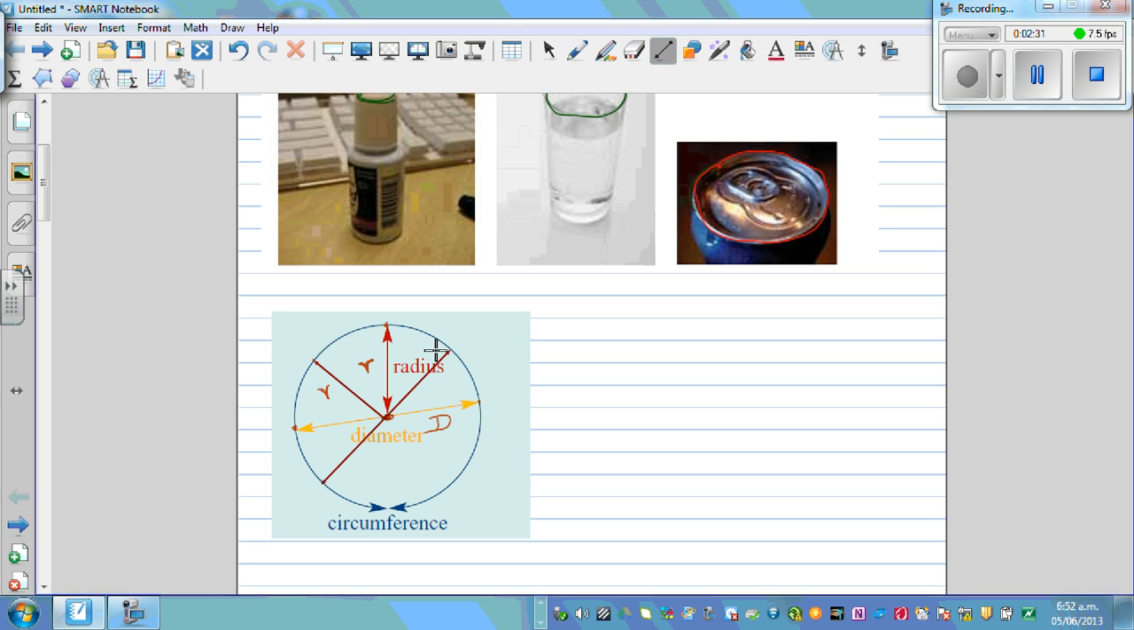The distance around the circle is called circumference. So these are the three things you need to remember: radius, diameter, and circumference. Hopefully you can see the distance from this point to this point is radius, and the distance from this point is also radius. So the diameter is 2 times radius, radius plus radius. Diameter is R plus R, and R plus R is the same as writing 2 times R.